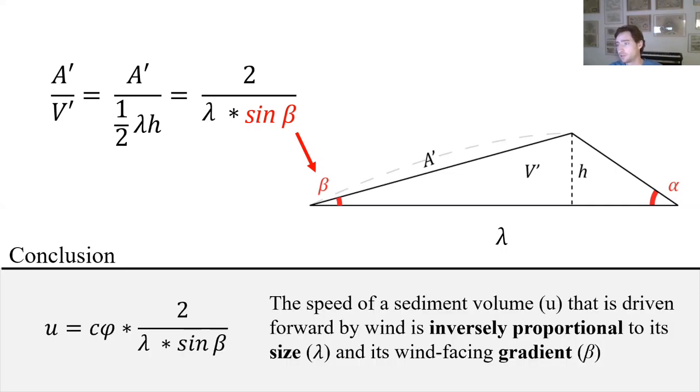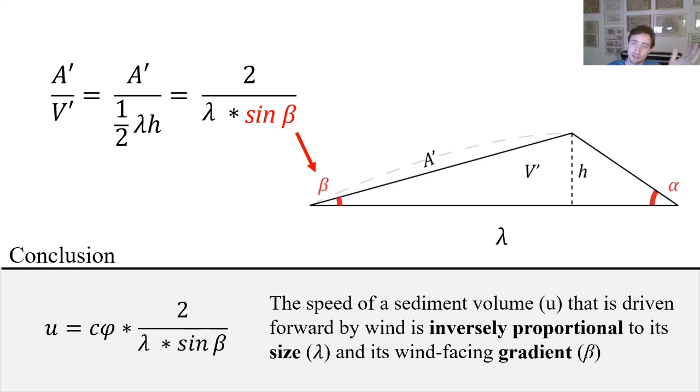What I've demonstrated here is a little bit complicated, but it shows that the surface to volume ratio of sediment volumes depends initially on the size, so on the wavelength, and secondly, it also depends on the angle, this windward angle. Now, if you look back at the initial equation that we had, we find that the speed of a sediment volume that is driven forward by wind will be inversely proportional to the size as well as the windward facing gradient.